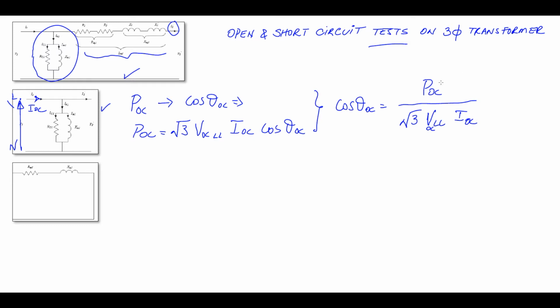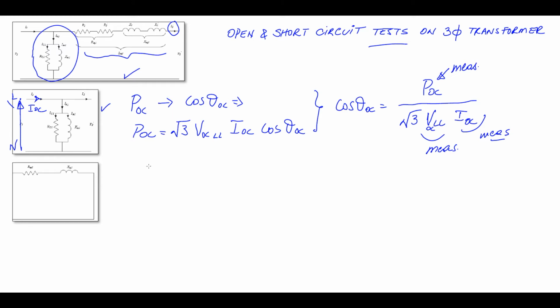So this parameter here will be measured in our test. This will be measured also, and this one also will be measured. So we can use this formula to calculate the power factor. The power factor is needed to find the parameters of the core, I mean by this the resistor, and then this inductance or reactance of the core.